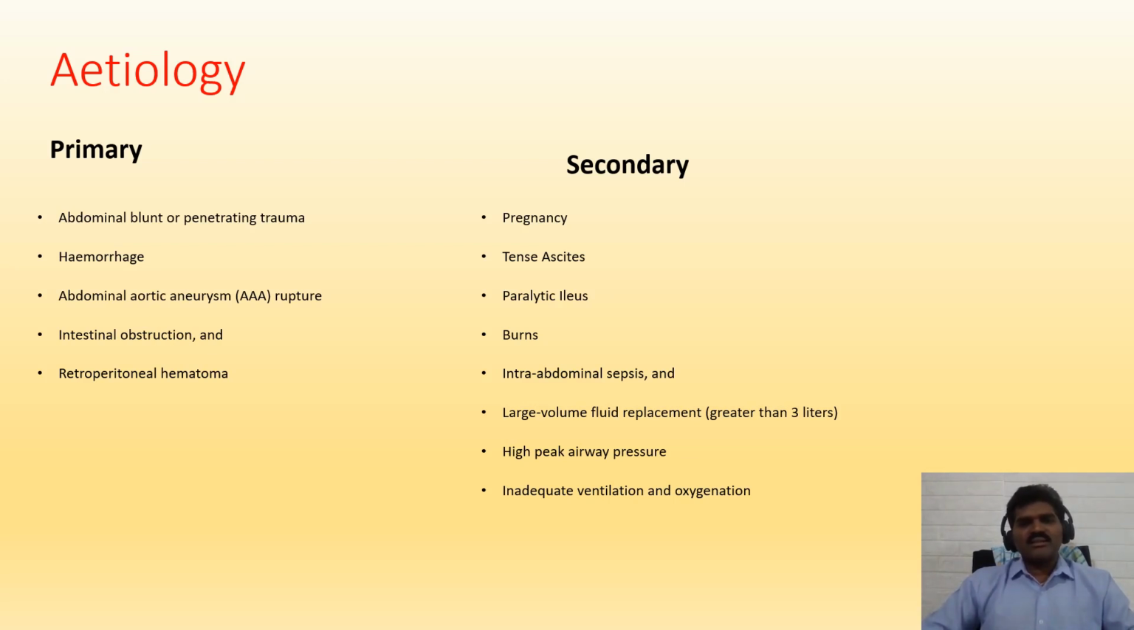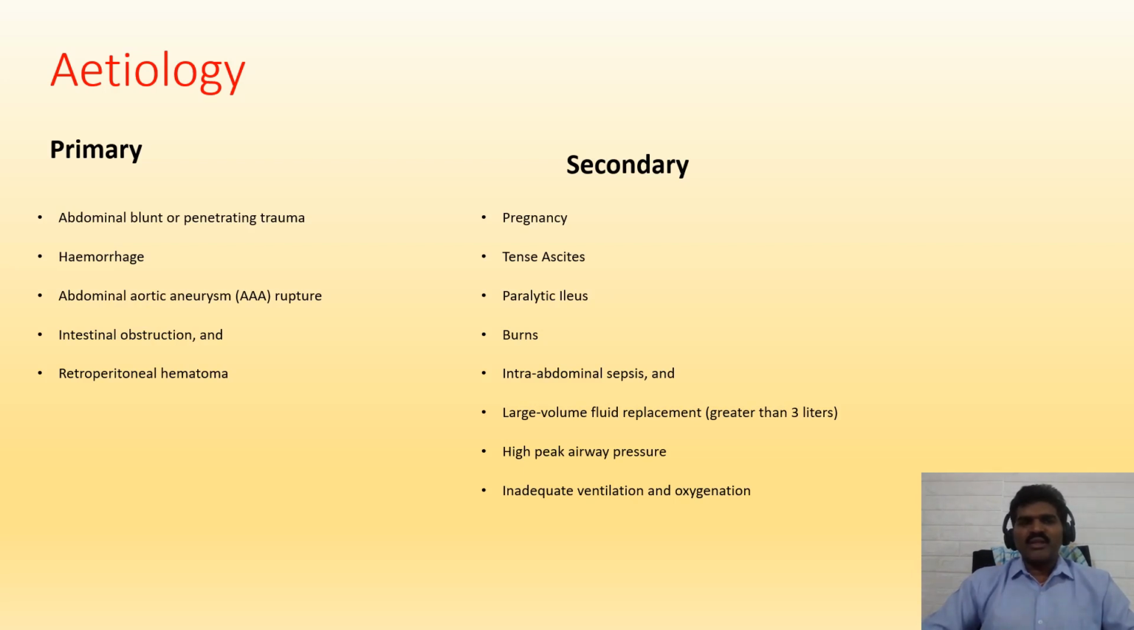Coming to secondary causes, they're not directly related to abdominal pathology, like pregnancy, tense ascites, paralytic ileus, burns, intra-abdominal sepsis, and large volume fluid resuscitation in a patient who has sepsis, where there are leaky capillaries, which can lead to extravasation of fluid, third spacing of fluid into the compartments. When it occurs in the abdomen, it leads to secondary abdominal compartment syndrome. Usually a fluid amount of greater than 3 liters is required for it to cause ACS.